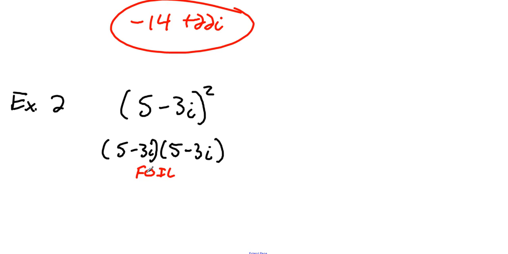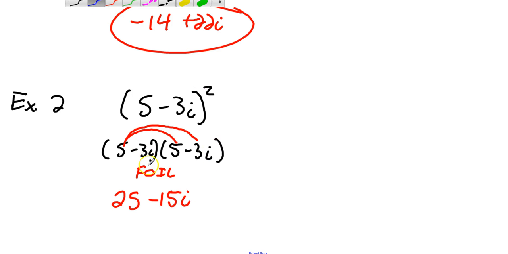The only thing that's different is your two middle terms should be the same thing both times when you do this one. 5 times 5 and 5 times 3. Negative 15, and 3 times 3 is a positive 9, and i times i is i squared.